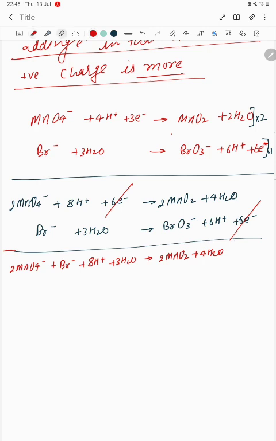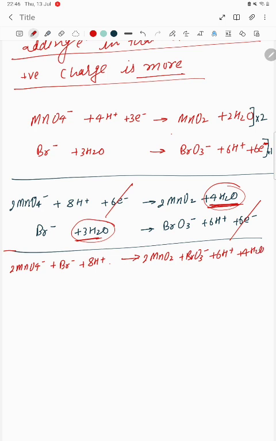Student, if you see in this equation, there are common things that we can reduce. What is the common thing, student? Here the H2O is 3 on the left side and 4 on the right side, so we need not write all the H2O. Only one water molecule will be left on the right side, 3 are common, so gone. So 2MnO2 plus BrO3 minus plus 6H plus, and 4H2O.